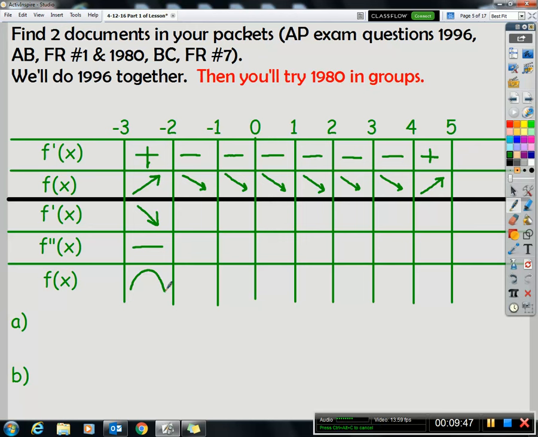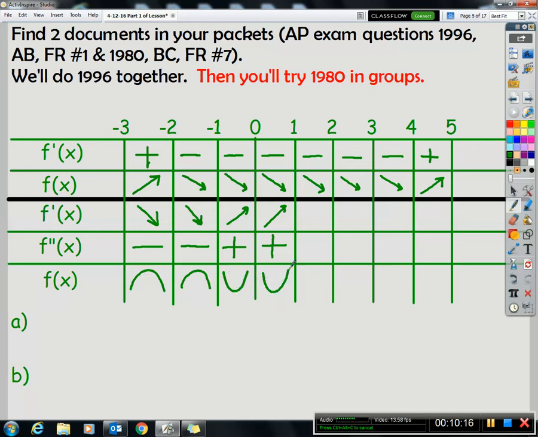So let's see here. From -2 to -1, still decreasing. I think I said that but didn't write it. All right. Now from -1 all the way to 1, my derivative function is increasing. That means its derivative is positive. And if the second derivative is positive, that means the original function is concave up.